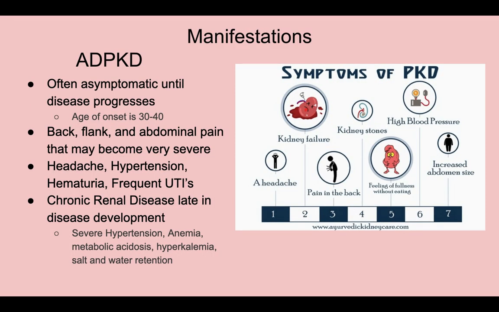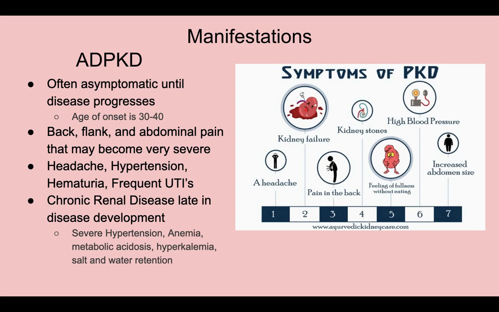So the manifestations of autosomal dominant, they're often asymptomatic until about the age of 30 to 40. This is because your kidneys can really function until they've almost completely run out of functioning tissue. It's like 25%, I believe.